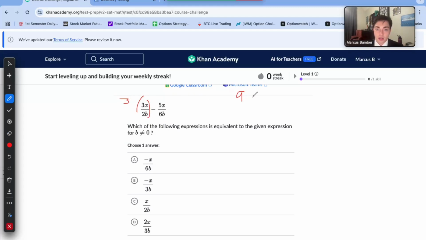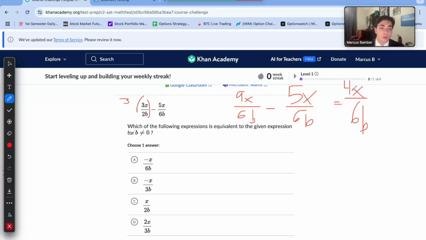So our first fraction turns into 9x over 6b minus 5x over 6b. And now that we have common denominators, we can simply subtract and leave our denominators the same. So we subtract our numerators. 9x minus 5x is 4x. And then our denominator is 6b.